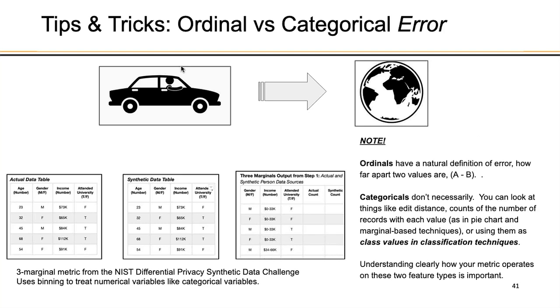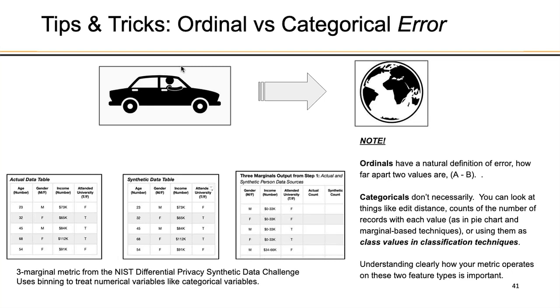About that, right? So when you're thinking about ordinal versus categorical error, ordinals have a nice, easy definition of error: how far apart two values are. You know, you are in 7th grade, but I said you were in 12th grade, I was off by 5 grades. Categoricals don't have that, right? You like Facebook, and I said you like Snapchat, but what is the distance there? So that becomes more tricky.